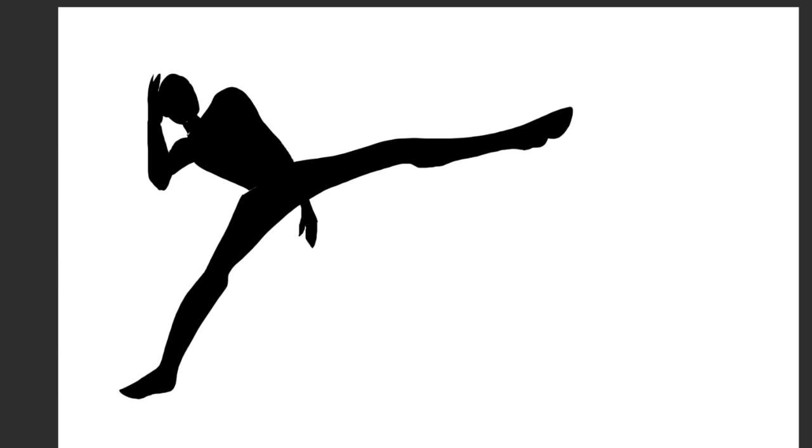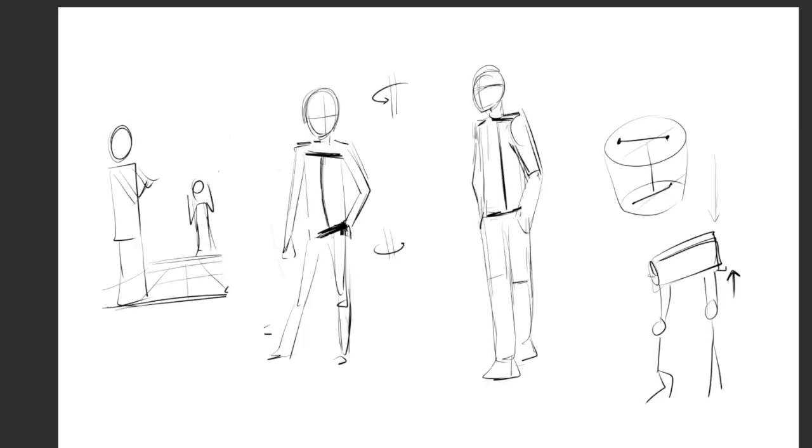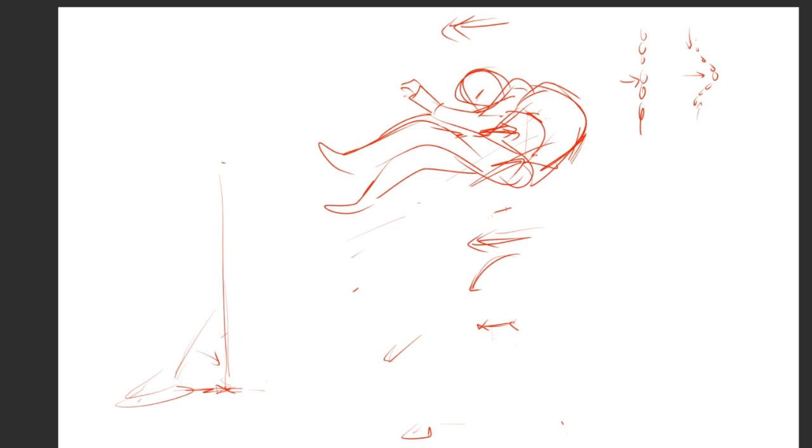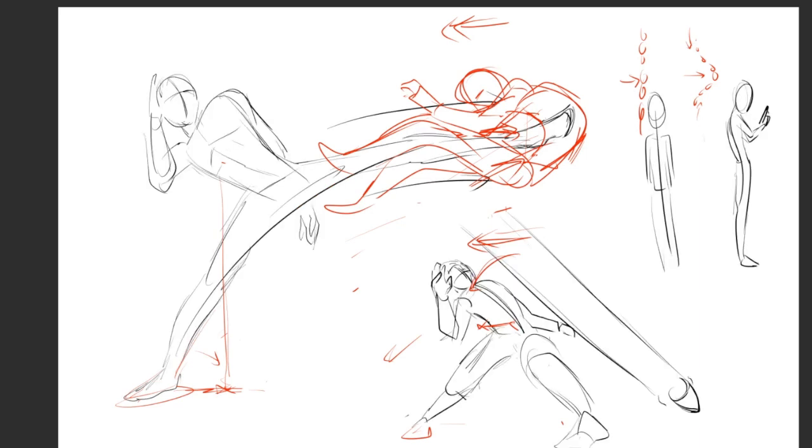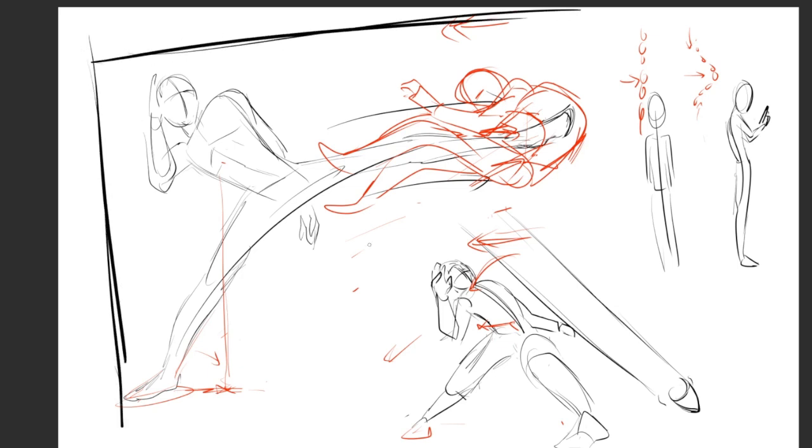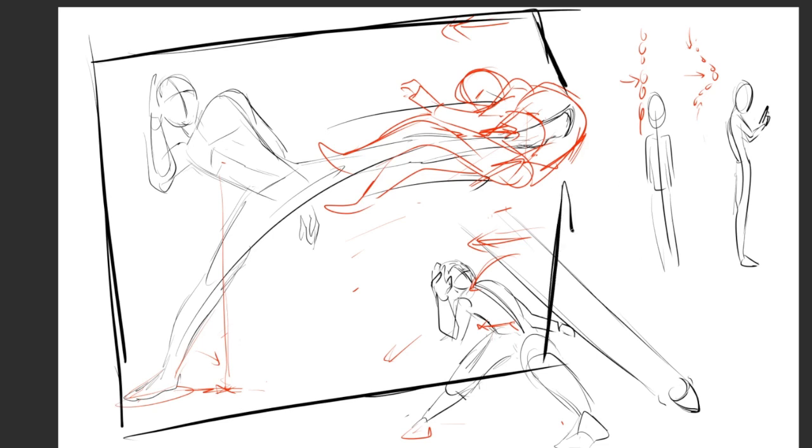So if you really want to be creative, or if you really want to be fourth wall breaking, these effects or poses can interact with the paneling. For example, in this case, you're kicking, right? This character, it might even break the panel, kind of like this.